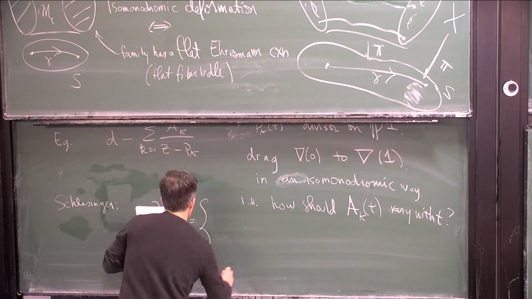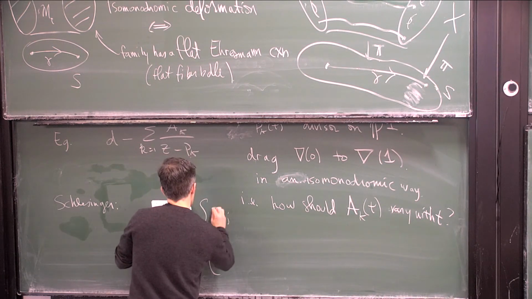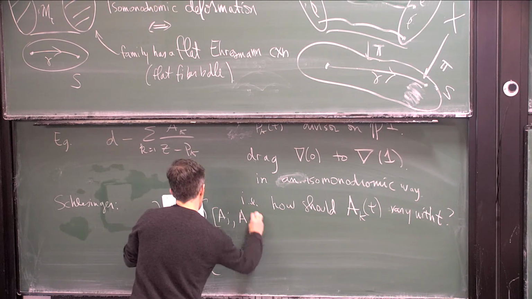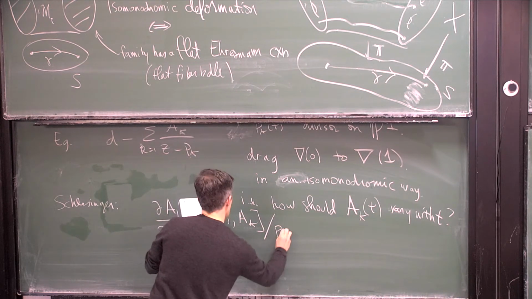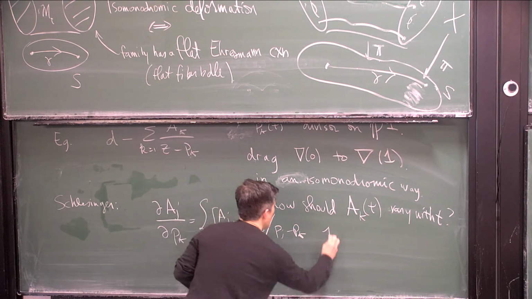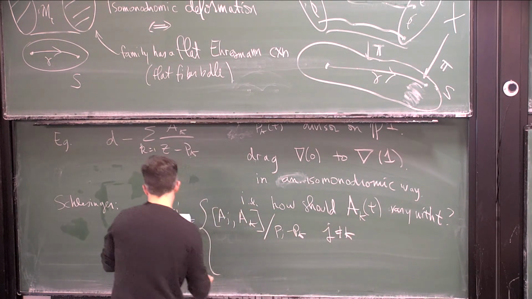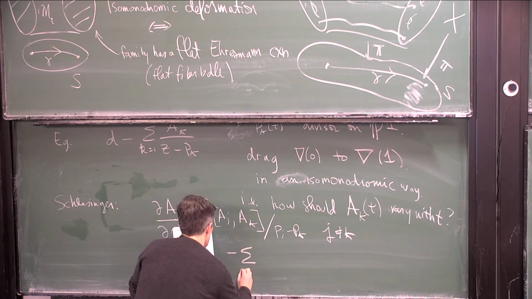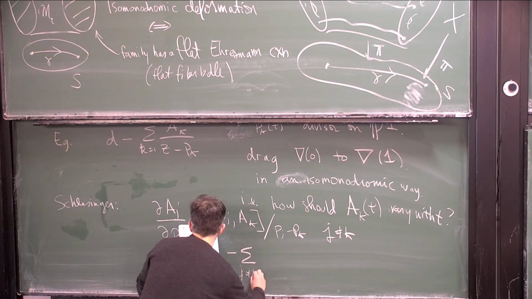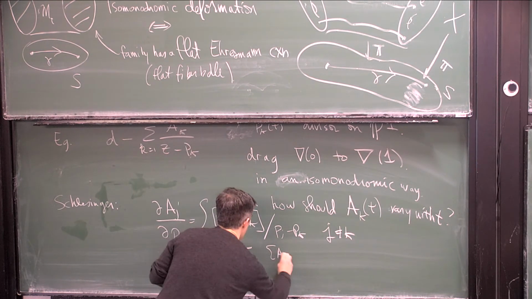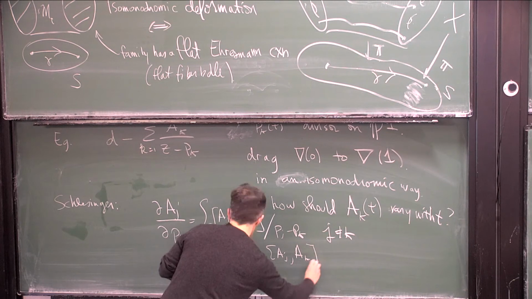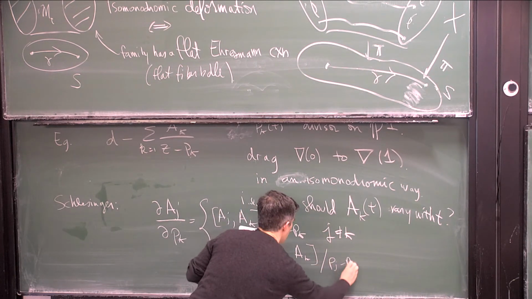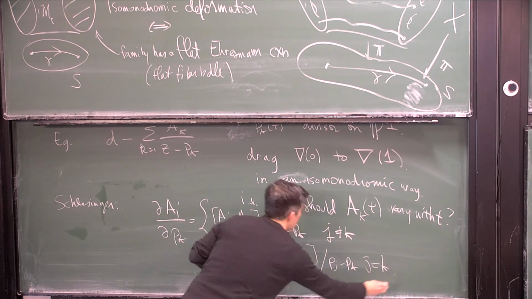is that we should have the commutator between A_J and A_K divided by P_J minus P_K when J is not equal to K, and it should be the sum over J not equal to K of the commutator of A_J and A_K divided by P_J minus P_K when J is equal to K.